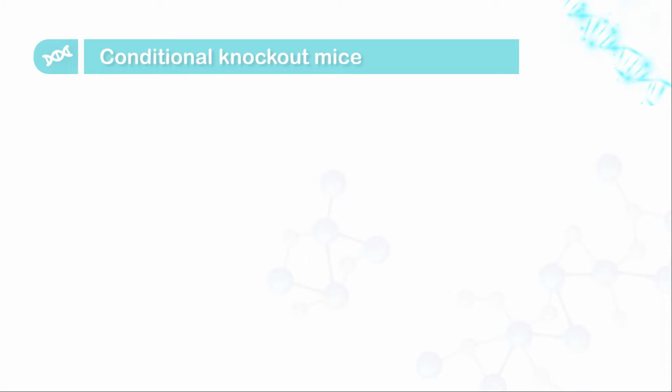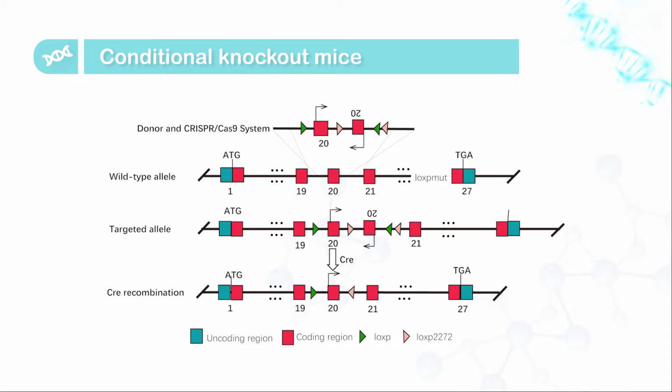However, for genes that are expressed in all tissues, or where the conventional knockout is lethal, it's necessary to adopt a conditional gene knockout strategy to study their function in the reproductive system.